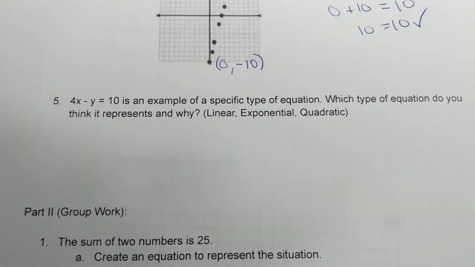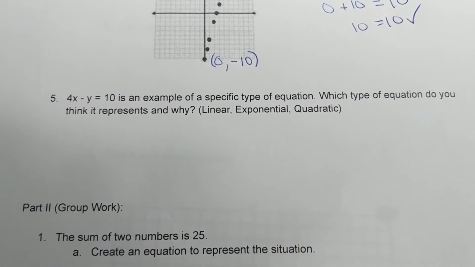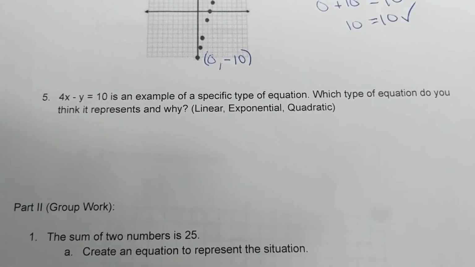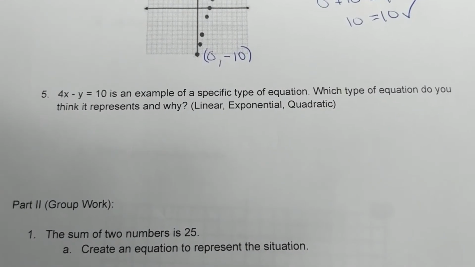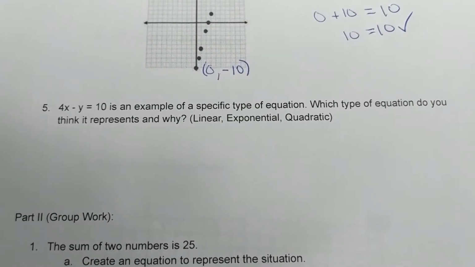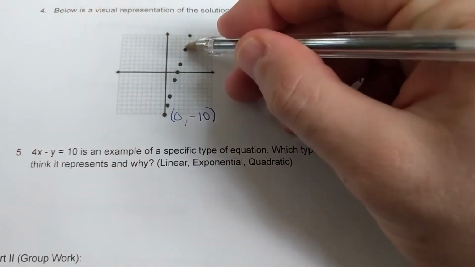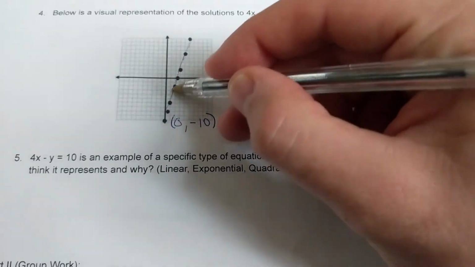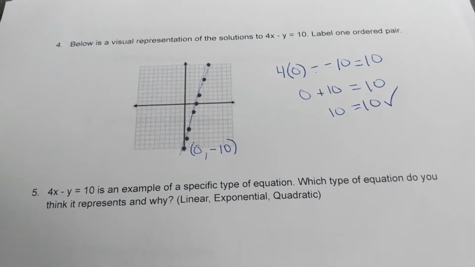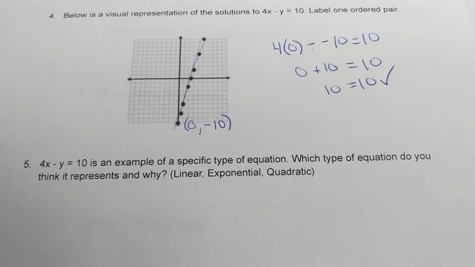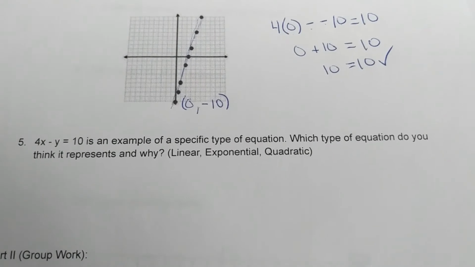And then if we look at number 5, it says 4x minus y equals 10 is an example of a specific type of equation. What type of equation do you think it represents and why? And the options are linear, exponential, and quadratic. We'll talk about those later, but again, I told you if we look at this line, it looks like a straight line. So which one of those? Linear, exponential, or quadratic? And the answer is actually linear.